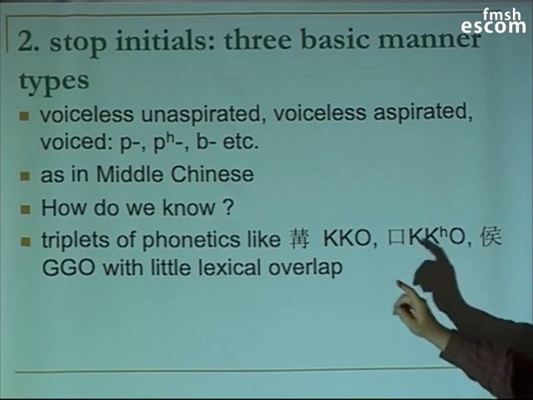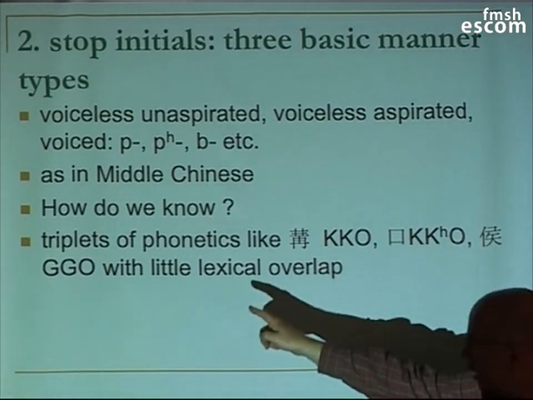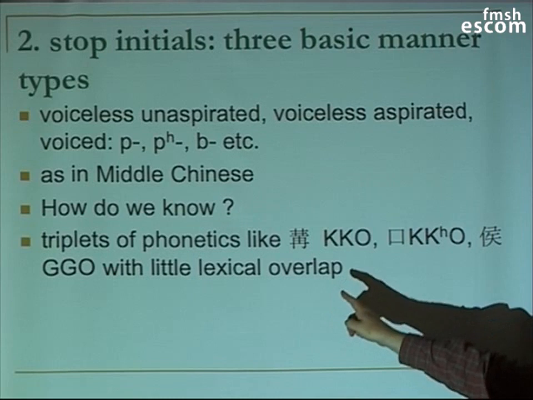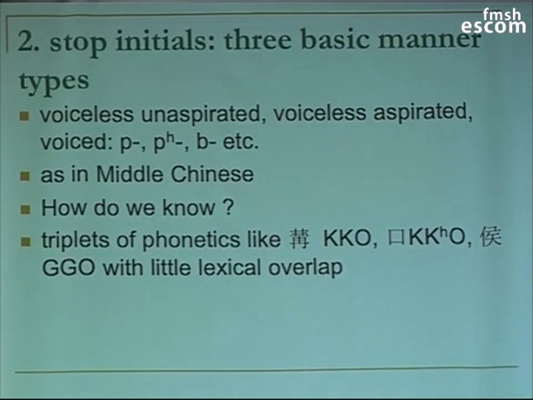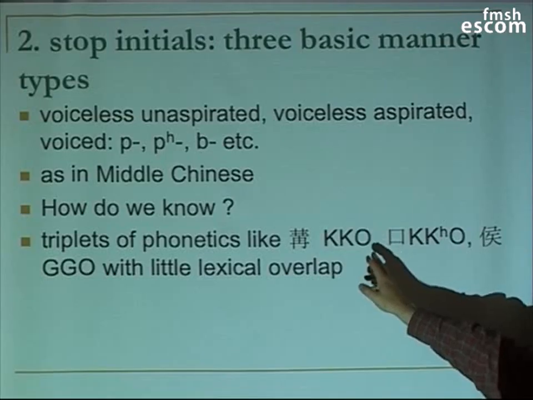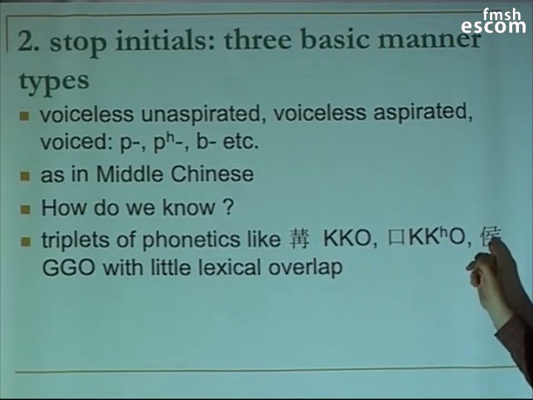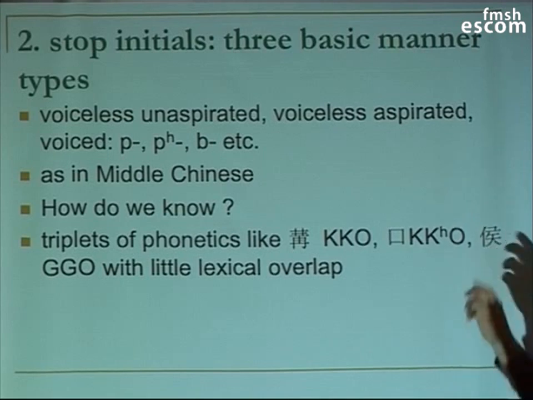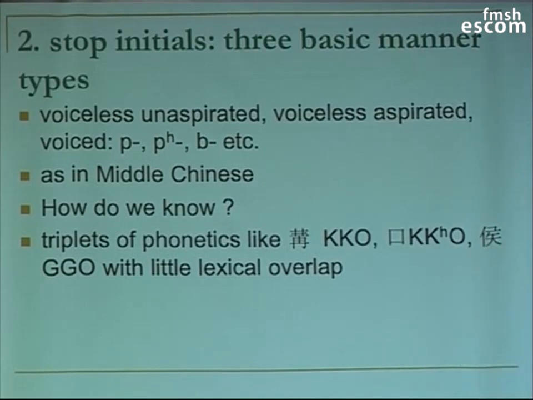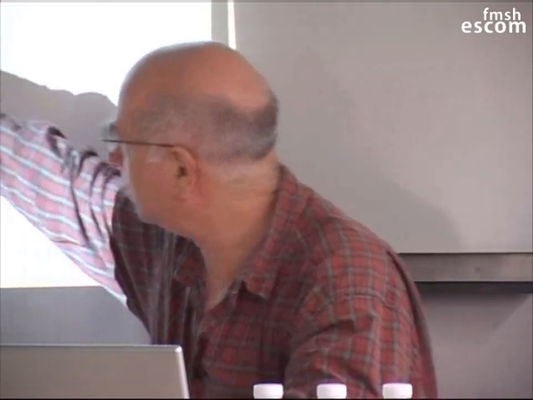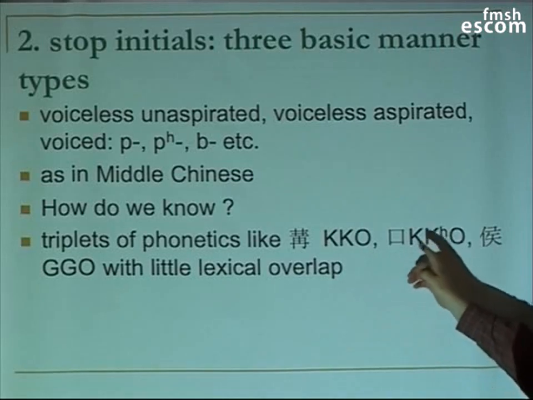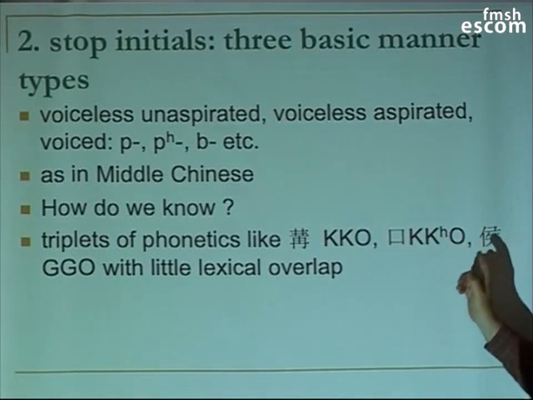Okay? And with little lexical overlap. That's a very important point, because very often a word family will be distributed over several series. But here there isn't: the word families in the Go series are not found in the Ko series and not in the Kho series. So there is no lexical overlap. That suggests strongly that there were words pronounced as Ko that they put there, words pronounced as Kho that they put there, and words pronounced as Go that they put there.